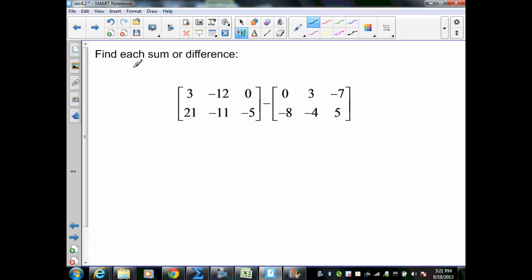Again, I want to find the sum or difference. Here I have a 2 by 3, and in this matrix a 2 by 3, therefore I can perform that operation. Now I'm just going to match up each element in each matrix and subtract. 3 minus 0 is 3. Negative 12 minus 3 is a negative 15. 0 minus negative 7, 0 plus 7 is 7. 21 minus a negative 8, 21 plus 8 is 29. Negative 11 minus a negative 4, negative 11 plus 4 is a negative 7. And a negative 5 minus 5 is a negative 10.